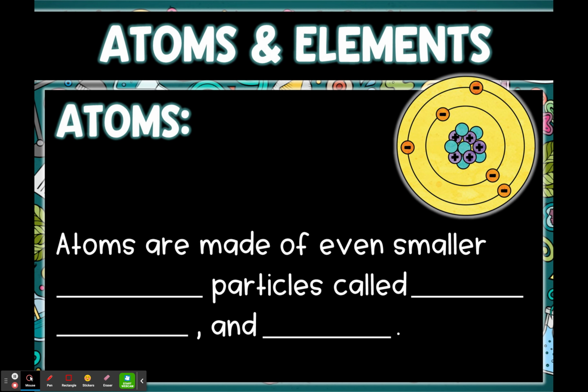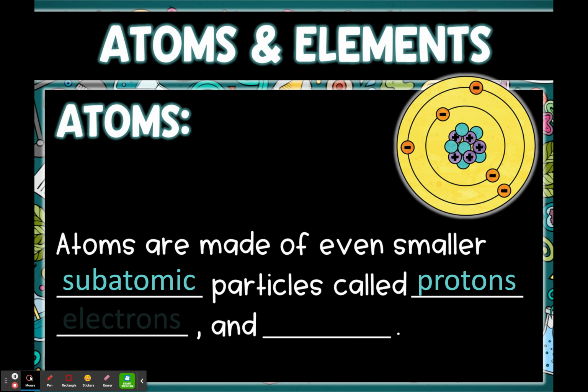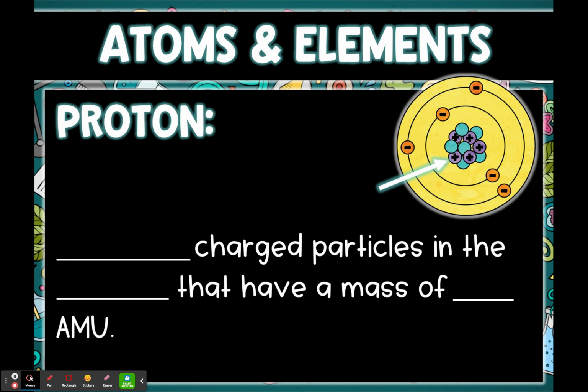Atoms are made of even smaller subatomic particles called protons, electrons, and neutrons. First, we're going to talk about protons. Positively charged particles in the nucleus or the center, and you can see where the arrow's pointing, that have a mass of 1 AMU. Okay, so we use the unit AMU, atomic mass unit. They have a mass of 1.